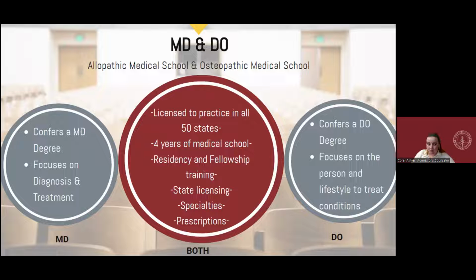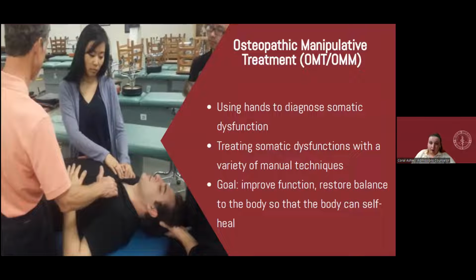on diagnosis and treatment. One of the major differences between a DO and an MD is going to be OMM, which is osteopathic manipulative treatment. It's using your hands to diagnose somatic dysfunction as well as using manual techniques. It's really just to improve the function and restore balance to the body so that the body can self-heal rather than using medication. As a student here at Western U, you'll be using OMM within your first day of classes.